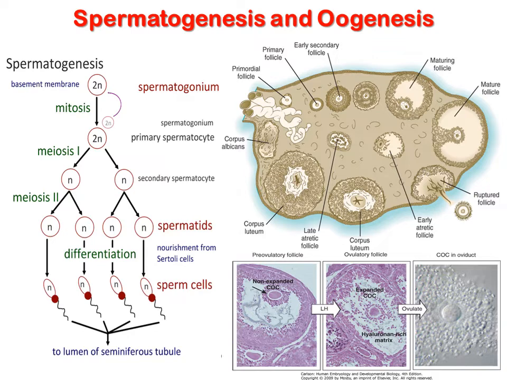Again we can see the process of folliculogenesis, which ultimately leads to the formation of ova. You can see the primordial follicle and then the primary follicles, then the early secondary follicles, then the maturing follicles, and then the mature follicles, and after this the formation of the corpus luteum.